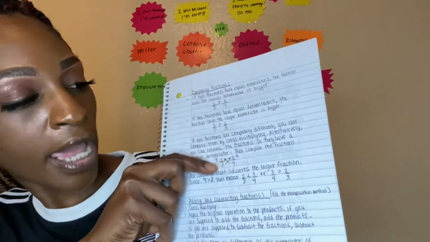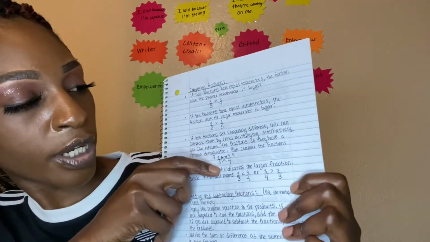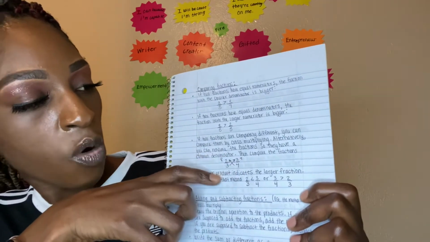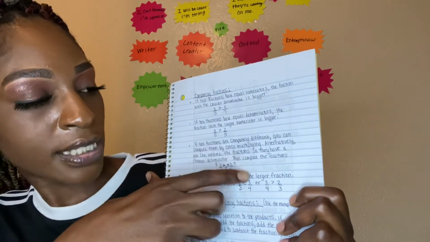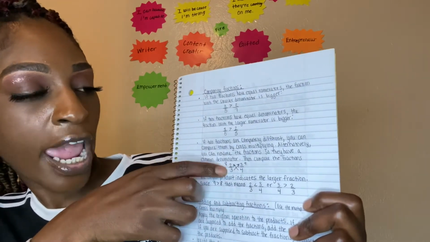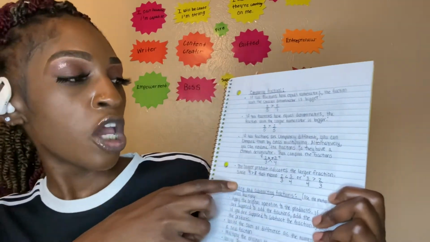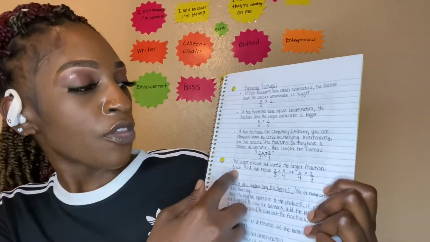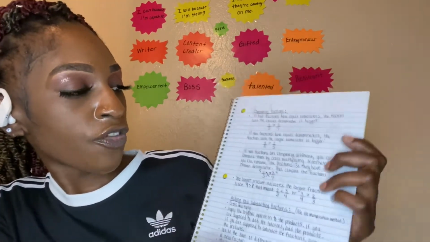So right here we have 2/3, that's one fraction, and then we have 3/4. When we cross multiply, 3 times 3 is 9, and then 4 times 2 is 8. So that's how you get your 8 over here, and you get your 9. That's how, when we compared it, that's pretty much what we got. The larger product indicates the larger fraction.